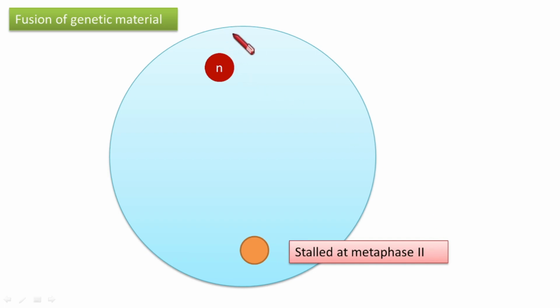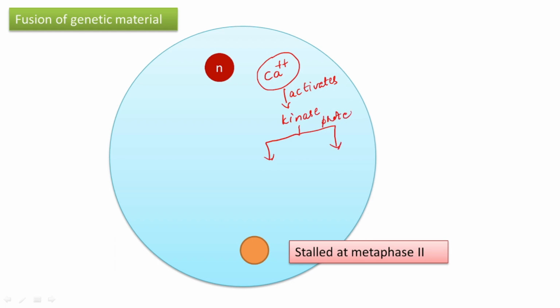Okay, we know that during the fusion of the sperm's membrane with the egg plasma membrane, a calcium surge or a calcium wave develops, and this activates a kinase. And what will this kinase do? It proteolyzes two proteins. One is called securin and another one is cyclin.